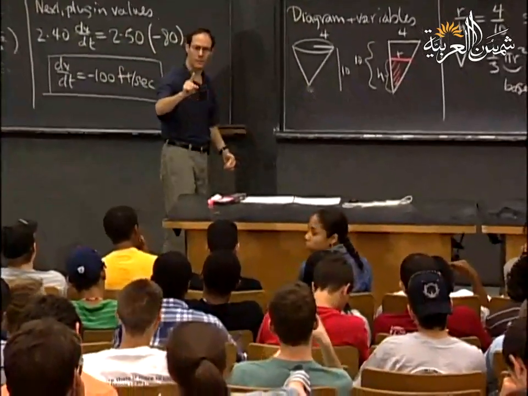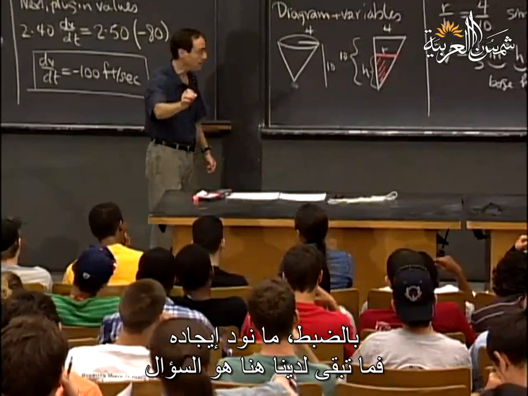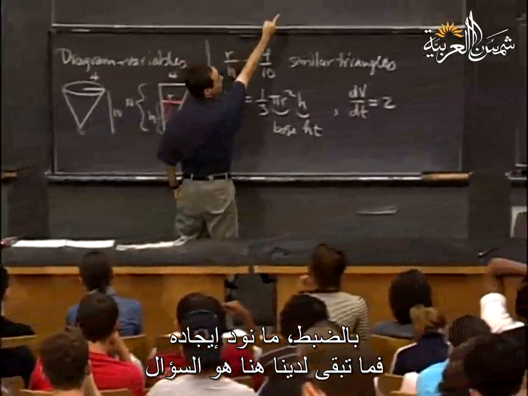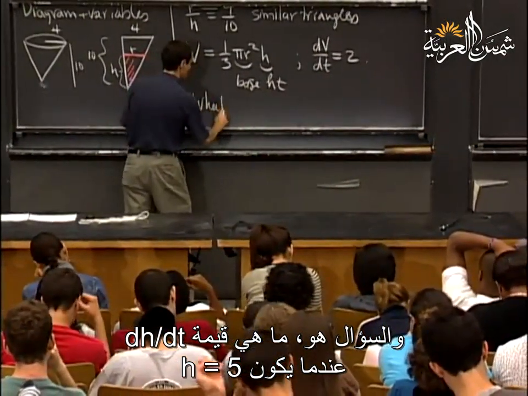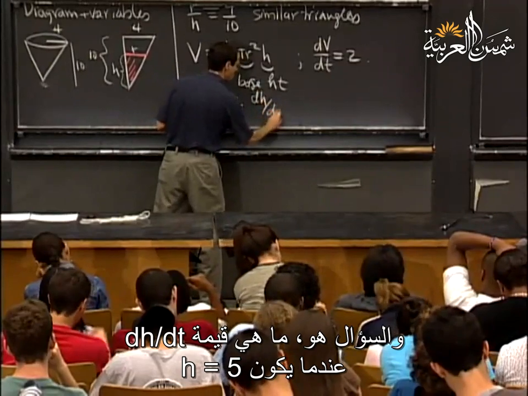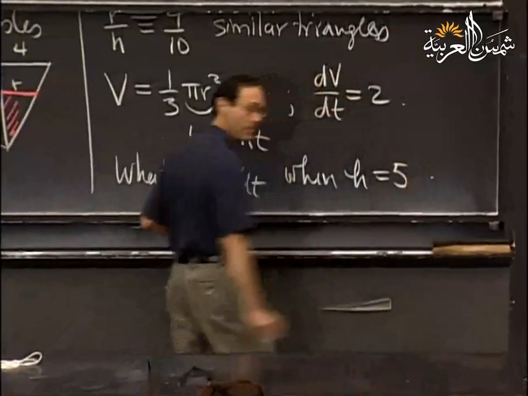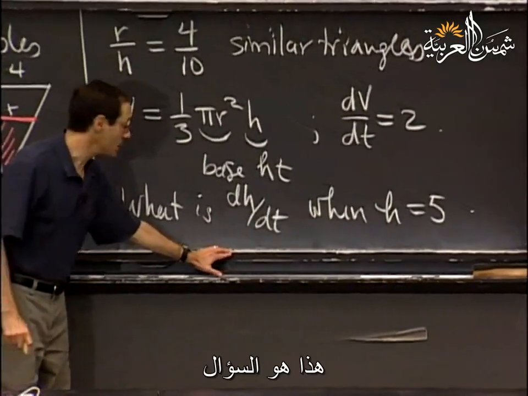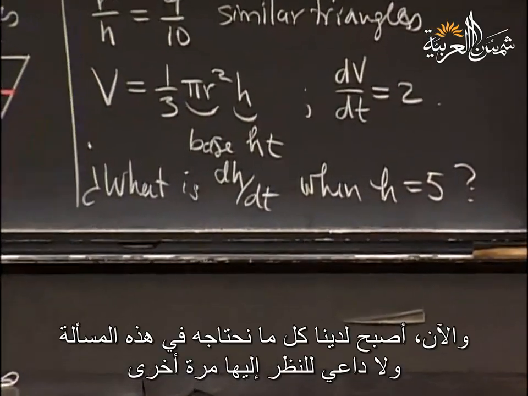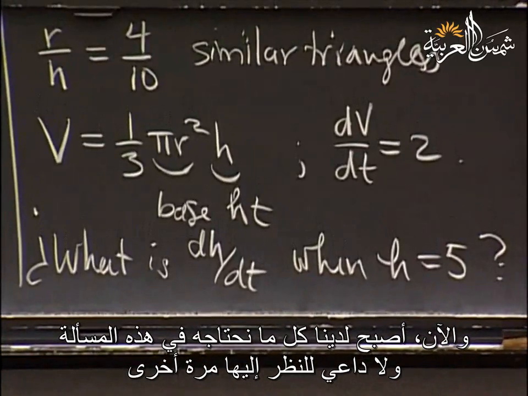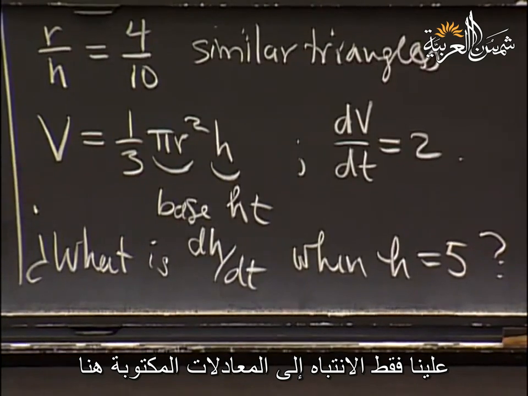Yeah? You want to find the... Exactly. What you want to find. What I left out is the question. So the question is, what is dh/dt when h is equal to 5? All right? So that's the question here. All right? Now we've got the whole problem, and we never have to look at it again, if you like. We just have to pay attention to this piece here.